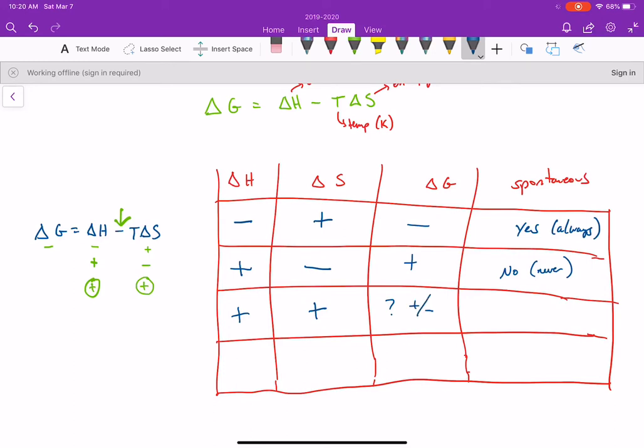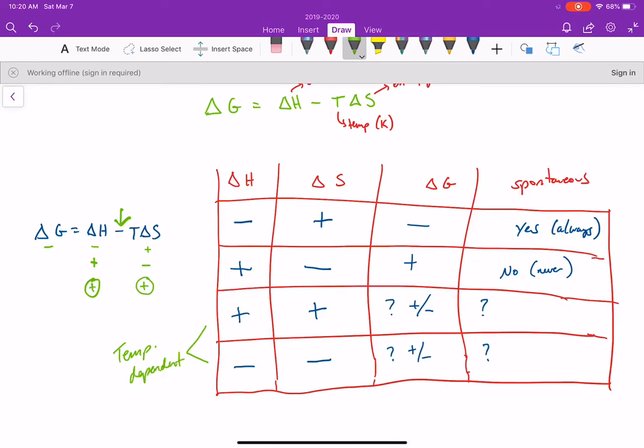Do we know if it's spontaneous? The answer is we don't know, but we can make predictions. Because what's going to happen now if I have positive, positive, or in this case, negative, negative, right? That's still going to give us the same situation where we have a question mark here. What happens then is that these two become temperature dependent.